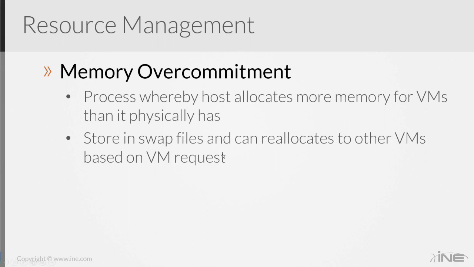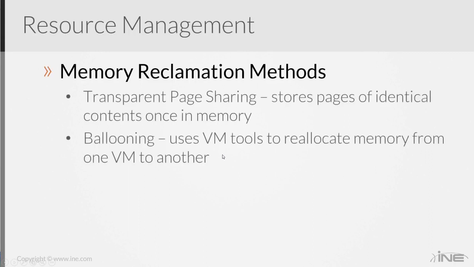Okay, so let's have a look at the different methods we have. The VMkernel uses a number of methods to reclaim memory from the ESXi host. Firstly, there is transparent page sharing, or TPS. Transparent page sharing allows for identical contents to be stored only once in memory.